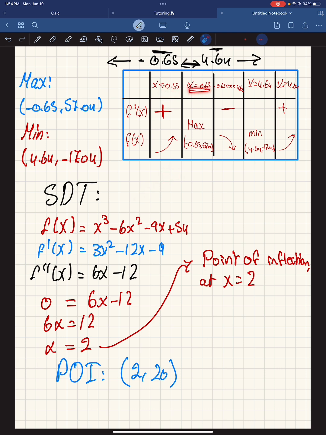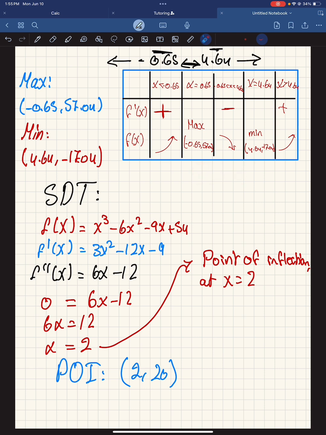Once we get to negative 0.65, we know that it's either going to be a maxima or a minima, but we can't decide that yet. We have to check the interval after, which is between negative 0.65 and 4.64. Once we plug in a value for that, we get a negative value, which means our graph is decreasing. So if we go from an increase to a decrease, and we have a point with 0 slope, this makes it a maximum. We can plug the x value back into our original function to find the actual coordinate, which is 57.04.